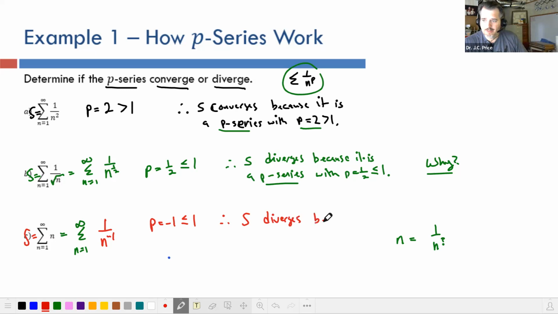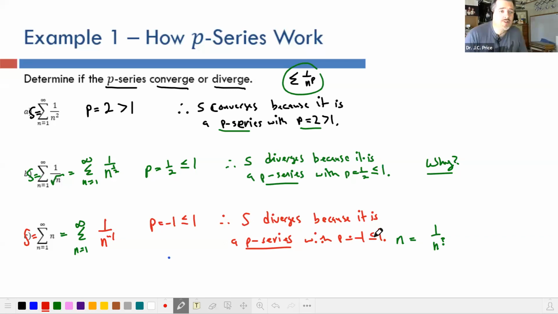because, again, it is a p-series with p equal to -1, which is less than or equal to 1. And so that's how we use p-series to conclude convergence or divergence.